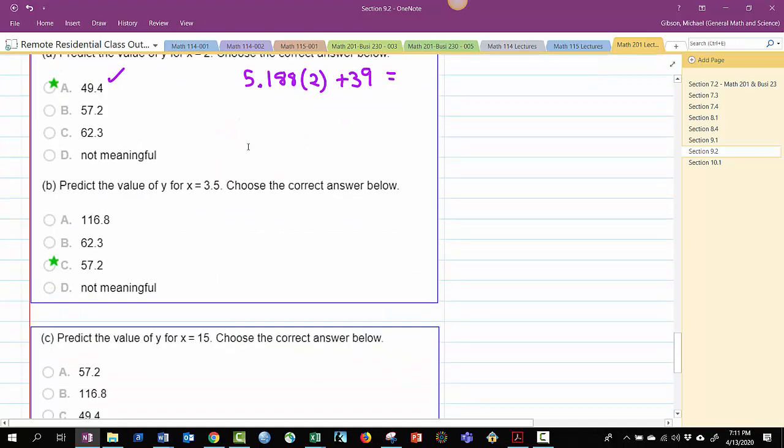All right, so B, for x equals 3.5. Well, it's the same thing. We still have the same equation. Put it in your calculator, 5.188 times 3.5, because that's where the x is, plus 39. We get this one.